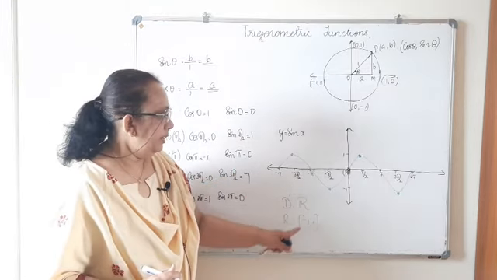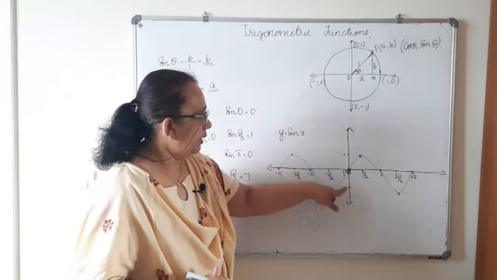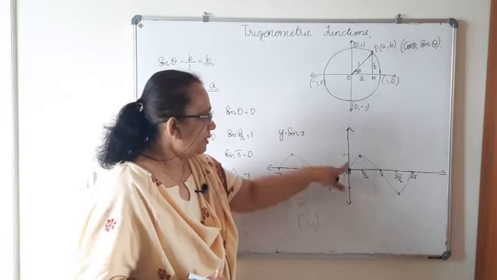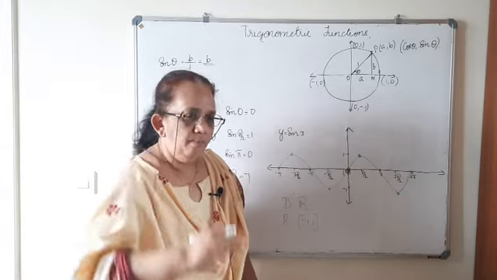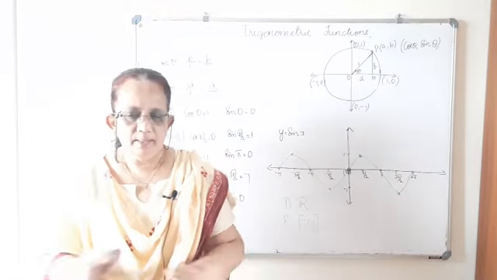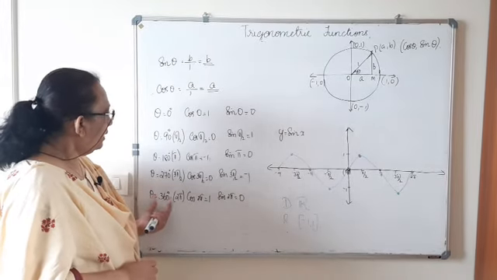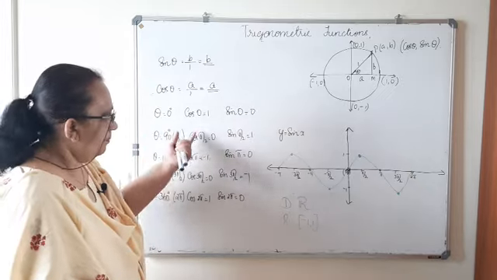You have to remember the domain and the range of the sine function. Amplitude varies between plus 1 and minus 1. And domain, it can take all real numbers, it is on the x-axis. Similarly, you have to find the graph of the cosine function.